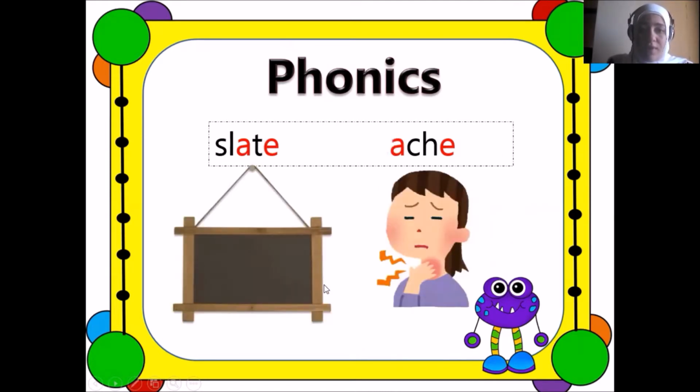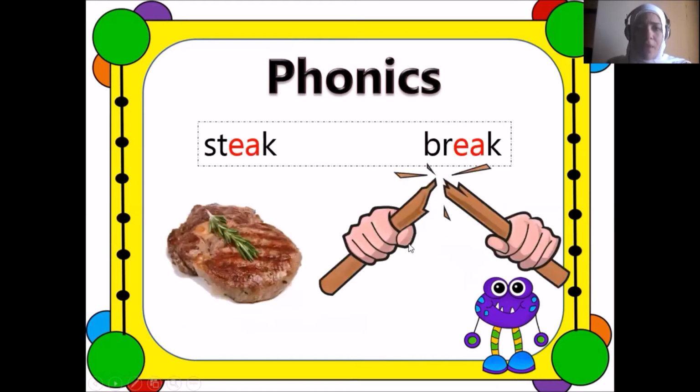This board, it's hung on the wall to write notes on it. We call it slate. The girl has something itching or pain here in her throat. So her throat aches. She has pain in her throat. This is the steak, the meat. And here, what are we doing? We're breaking the cane. So, break.